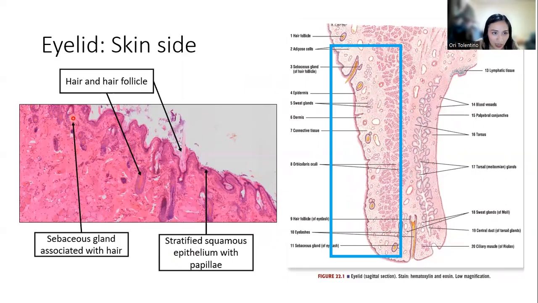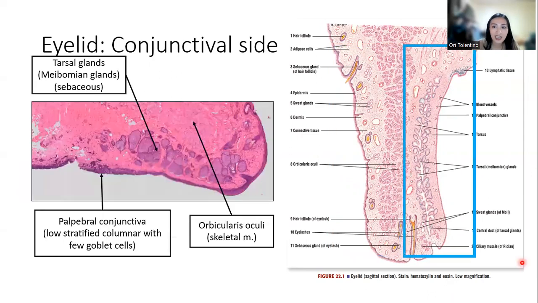This is a sebaceous gland which opens into a hair follicle. We cannot see sweat glands clearly here. So that's all for the skin side. Now we go to the conjunctival side. The conjunctival side is made up of low stratified columnar epithelium with goblet cells. I'll show you a picture of the goblet cells later. The inner side has the tarsal plate of connective tissue.